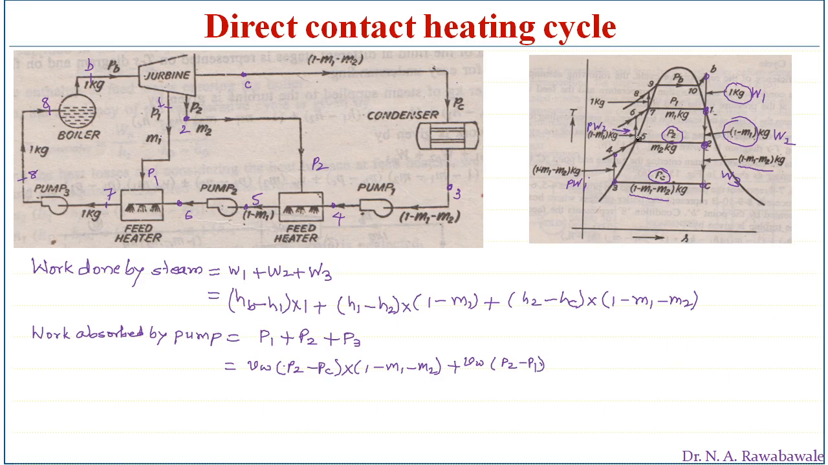is here between 5 to 6. So pressure changes, increases from P2 to P1, therefore P2 minus P1 into how much of condensate is pumped. So from this side M2 comes and from this side M1 minus M2 comes. So adding together 1 minus M1 kg is pumped. So here we have to multiply it by 1 minus M1 kg plus third pump work, pump 3.